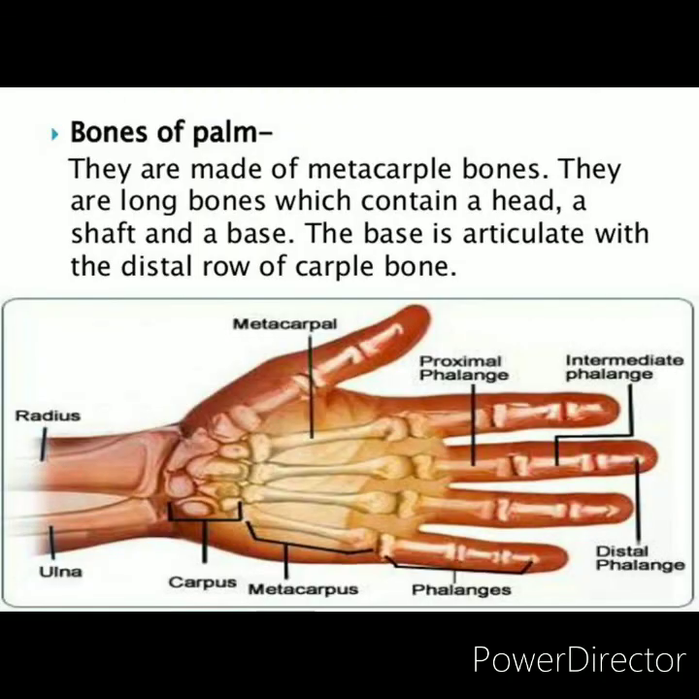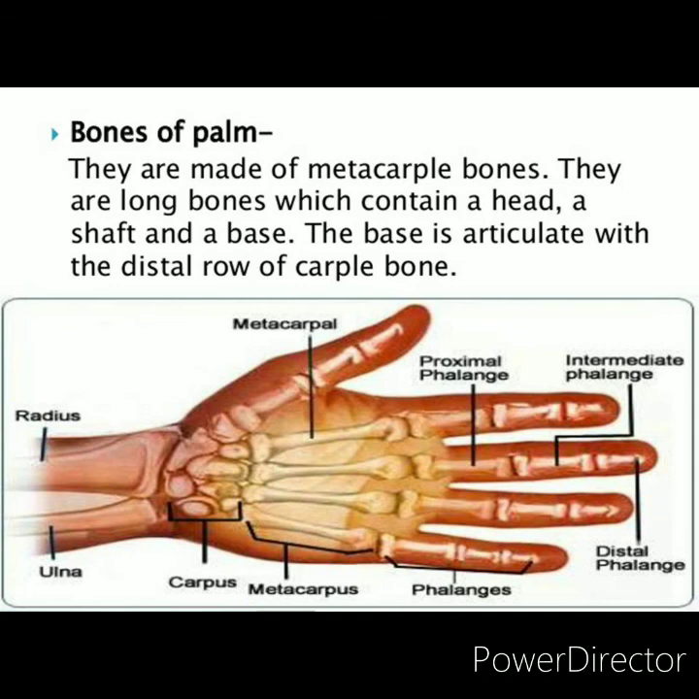Then in the next slide, bones of the palm. So we have studied about the upper part of the hand. The lower part is known as the palm, right? They are made of metacarpal bones. They are long bones which contain a head, shaft and base. Shaft means the body part and the base is the lower part. The base articulates with the distal row of carpal bones. You can find it in the picture.